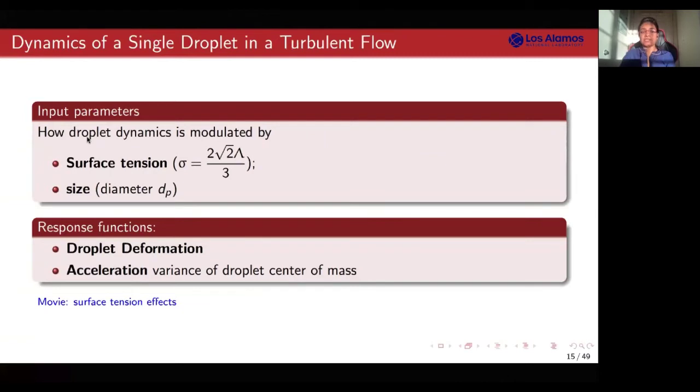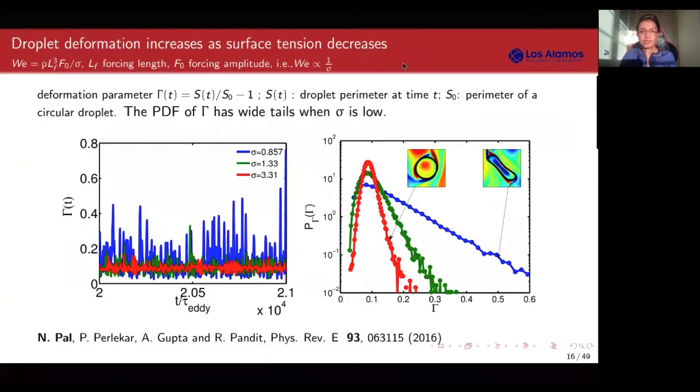Here, what are the input parameters to our code? That is, what do we specify? We specify the surface tension and the size through the diameter of the droplet. The surface tension sigma is a simple function of the surface tension coefficient. And what are the outputs that we look at? We look at two things: the droplet deformation and the droplet acceleration. First, I will talk about the droplet deformation.